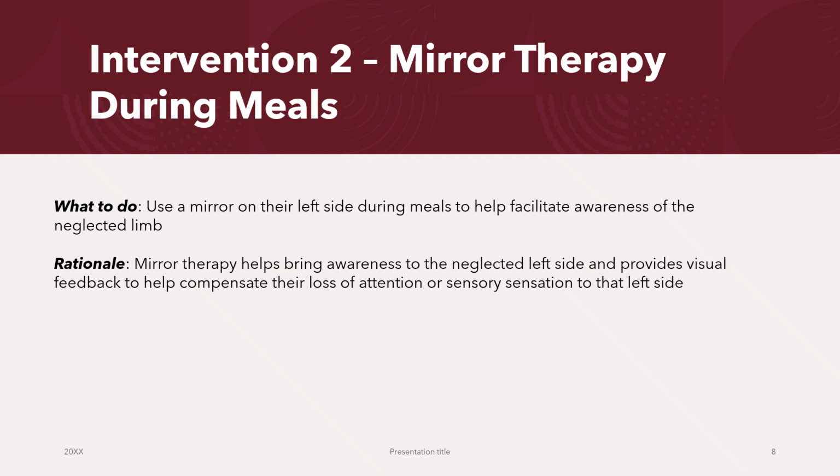Our next intervention was mirror therapy. We would set up a mirror on their left side during meals to help facilitate awareness of their neglected limb so that hopefully we could regain some movement. The rationale is mirror therapy helps bring awareness to the neglected left side and provides visual feedback to help compensate for their loss of attention or sensory sensation on that left side, leading hopefully to better outcomes.